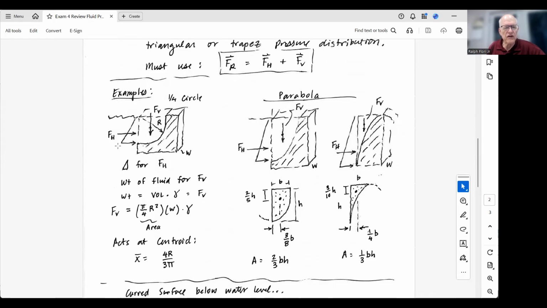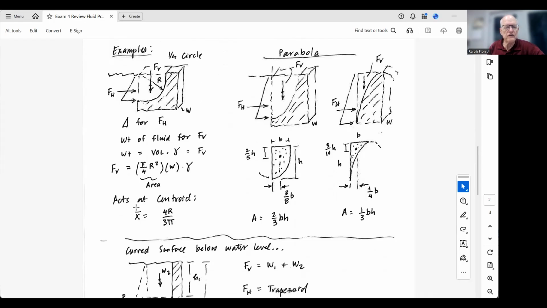The F horizontal is the force that would act on a vertical surface, which is the vertical cross section of this curve. And so in this case, it's just a triangle. The F vertical is the weight of the fluid above this curve. And so you calculate the volume of this fluid. So it's this area times the depth times gamma is F vertical, which is the weight.